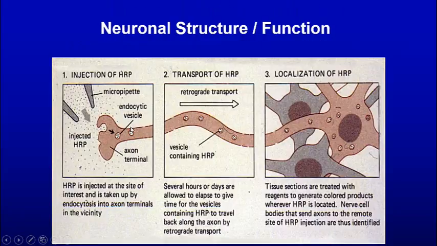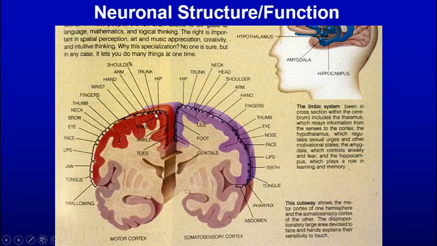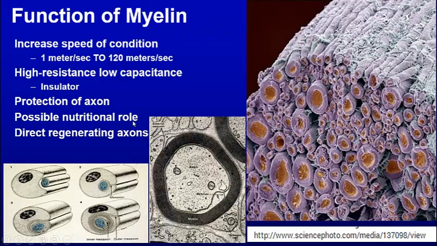And we were able to do that by using the retrograde transmission of things from the terminal back into the location where the cells are located, where the cell bodies are located in the brain. Now, the function of myelin is to increase the speed of conduction, from about 1 meter per second to about 120 meters per second.